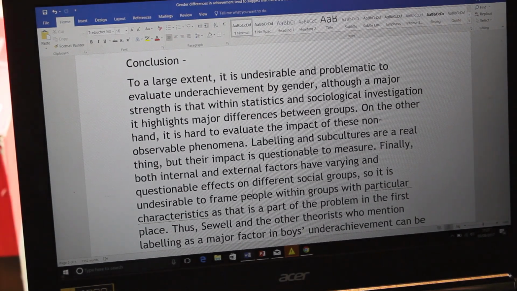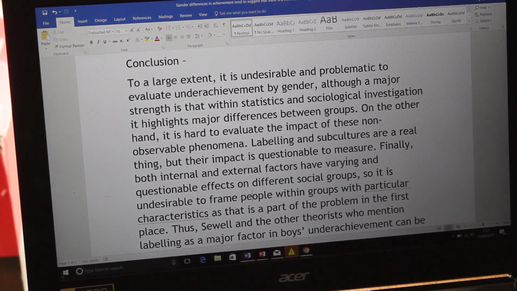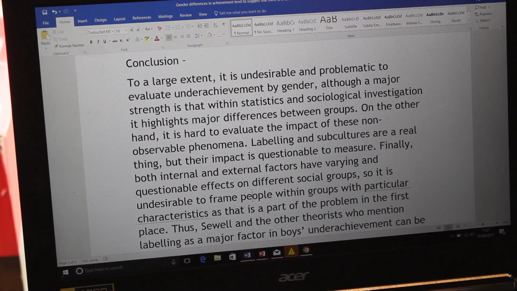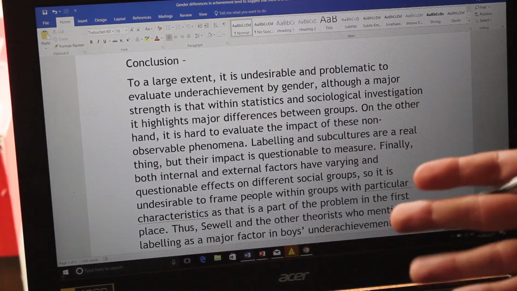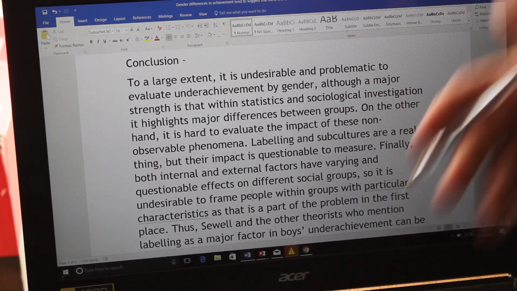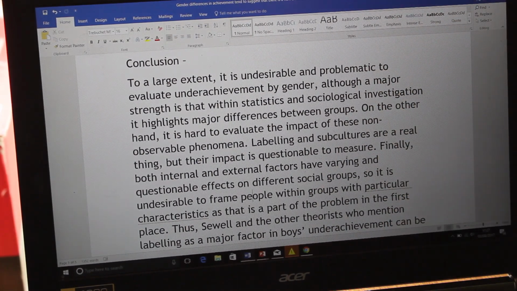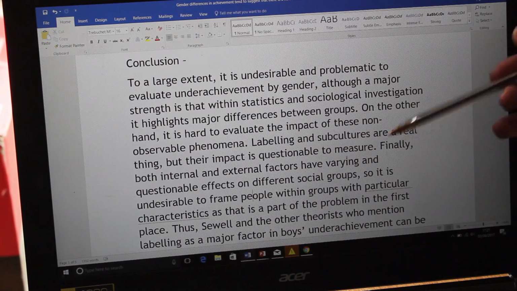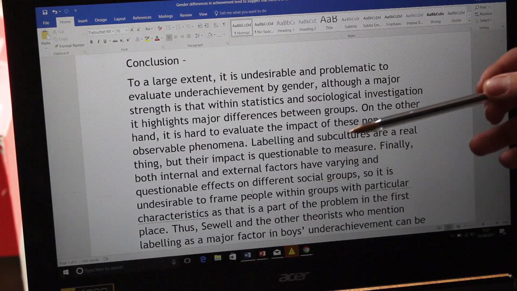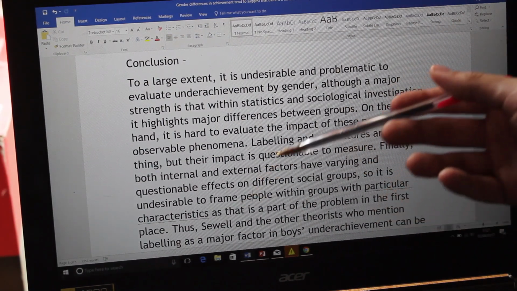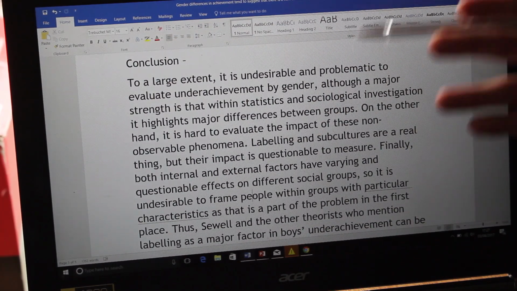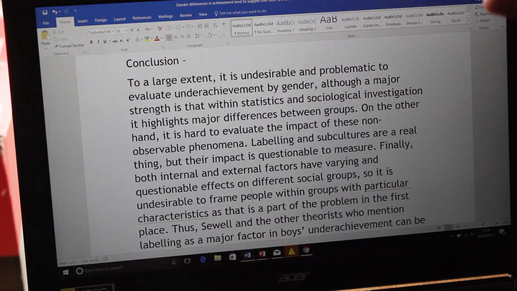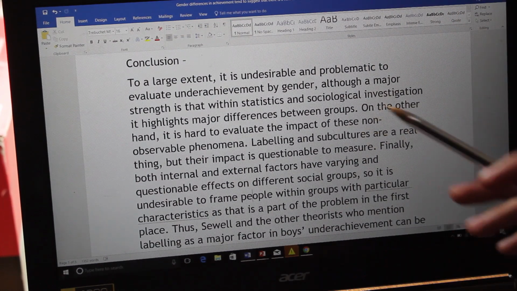Finally, returning to the item here, both internal and external factors have varying and questionable effects on different social groups. So it is undesirable to frame people within groups with particular characteristics, as this is part of the problem in the first place. For example, myself, I was a working class boy growing up, I'm a working class male, but I've gone to one of the best universities in the UK. So can you put me in the same category as the working class boys who are failing at GCSE level or failing to even complete their education? You can't frame people in the same sort of categories because their upbringing has a different impact on them.